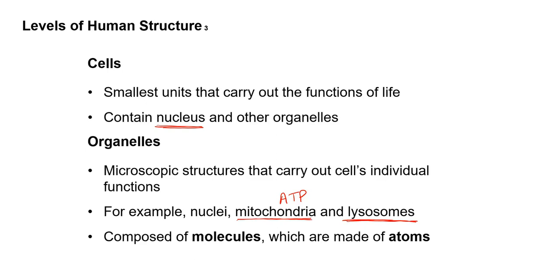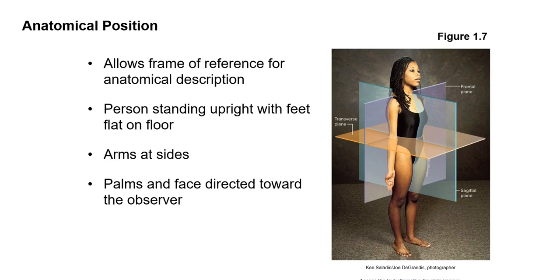The organelles are all composed of molecules, which are composed of atoms. To truly get an accurate understanding of molecules and atoms, you really need to take a chemistry course. So now let's move to a few more of those important terms. One of the most critical terms to become comfortable with in anatomy and physiology class is the idea of anatomical position. Anatomical position allows us a reference.